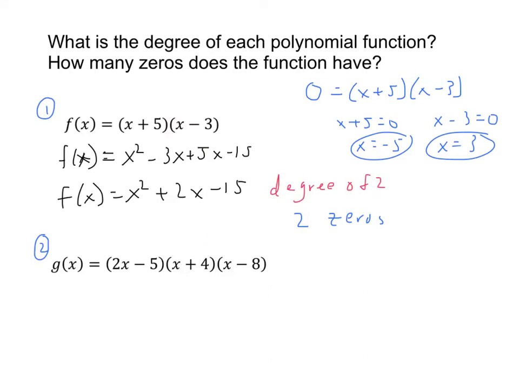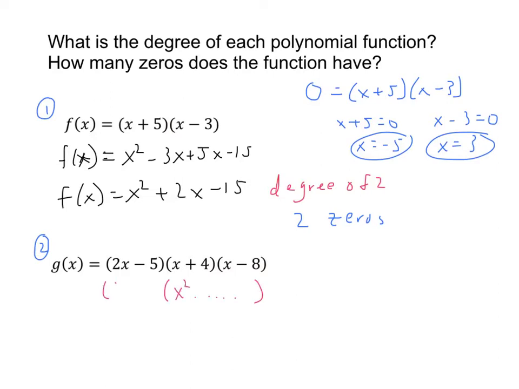Let's look at the second example here. g of x equals 2x minus 5 times x plus 4 times x minus 8. Now I'm not going to actually multiply this out to take all that time, but let's answer the two questions. What's the degree of the polynomial? Well, let's think about it. If I were to multiply x plus 4 times x minus 8, I'm not going to do that, but we would get something with an x squared in it.